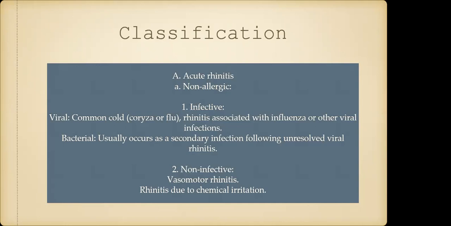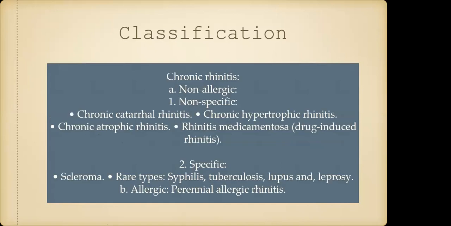How you get this is usually, for the viral, within 5 to 7 days, someone has their symptoms resolved. And then for bacterial, it is whereby someone got a flu or a running nose, and then after 5 to 7 days when they're supposed to be getting better, they're instead worsening or they are getting new symptoms. That is when we could possibly suspect a bacterial infection coming in. So for the non-infective causes, we have the vasomotor rhinitis or rhinitis that is due to a chemical irritation. For example, if you put medication in the nose and it irritates the mucosa, you can end up with an inflammation within the nasal cavity.